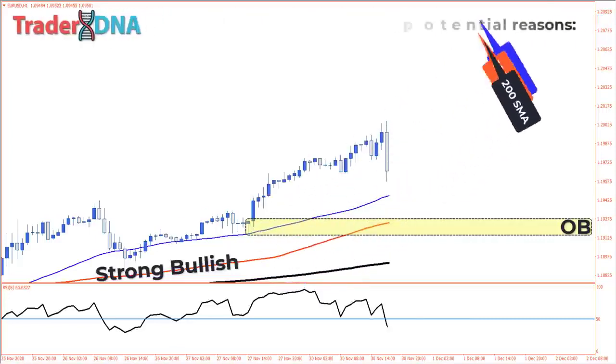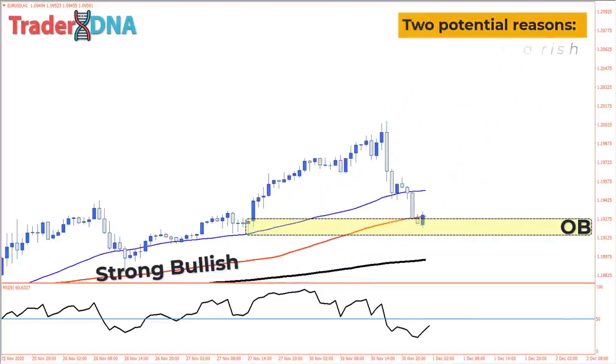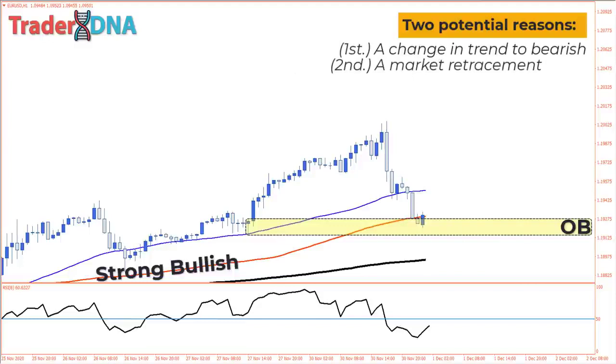Then, the price moves downwards for two reasons. First, the trend might change to bearish, or secondly, it could be a market retracement. Since the SMA formation shows strong bullish signs, we continue assuming that the market is strongly bullish and the downward price movement is just a temporary retracement before continuing its bullish trend.